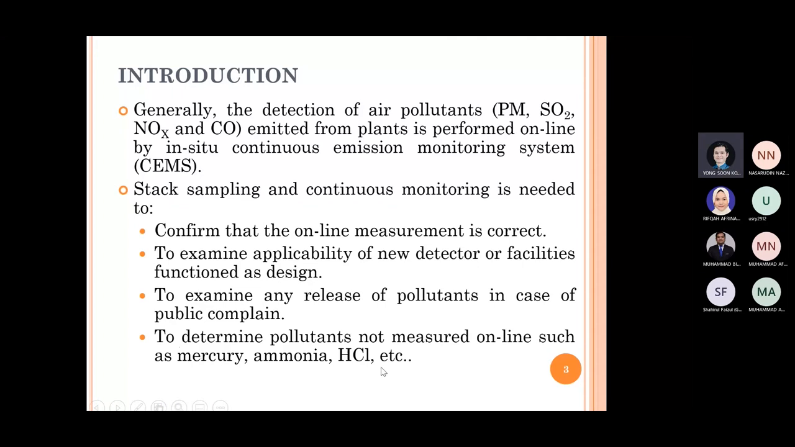Okay, and finally, to determine the pollutants not measured online, such as mercury, ammonia, hydrogen chloride, etc. There are some contaminants that cannot be measured by the online in-situ method, so there is another technique. Like I said to you just now, the second way of CEMS is the extracted CEMS, for which there will be more examples that I can show you regarding the sampling methods, and also how the gas collected by the extracted CEMS can be used to analyze all these pollutants that cannot be measured by the online in-situ continuous emission monitoring system.